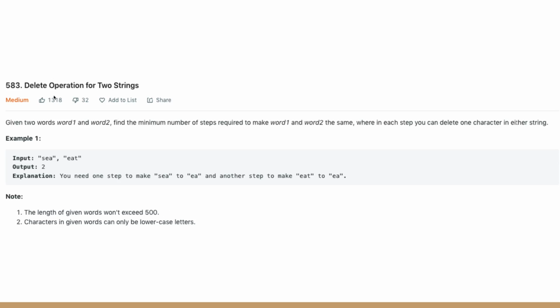So let's read the question. Delete Operation for Two Strings. Given two words, word1 and word2, find the minimum number of steps required to make word1 and word2 the same, where in each step you can delete one character in either string. In example 1, we are given two strings and we're trying to match them up with the minimum operations. So what operation can we do? Deletion, delete one of the characters in either string, which means we can delete from word1 or word2.